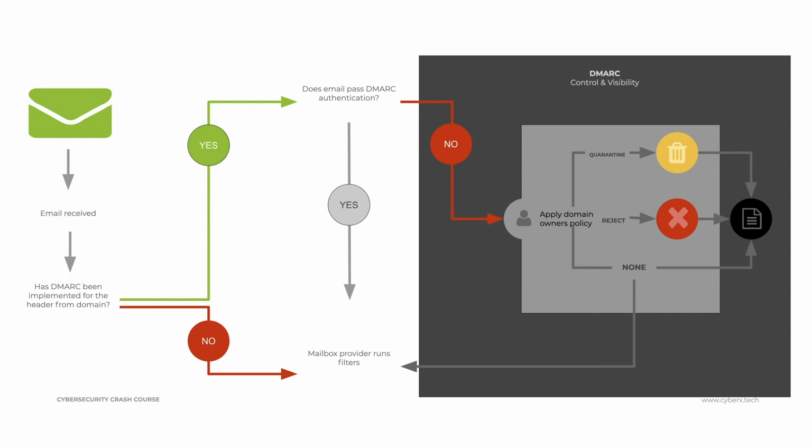Inside of the gray box, we see that the next step is the domain applies their own policy. Next, we see that the recipient can apply the domain policy of the owner. They can quarantine the message, they could reject it, they could take no action and send it to the recipient, or they could reject the message and send a report to the sender. This is kind of a flow chart of how that whole process works.